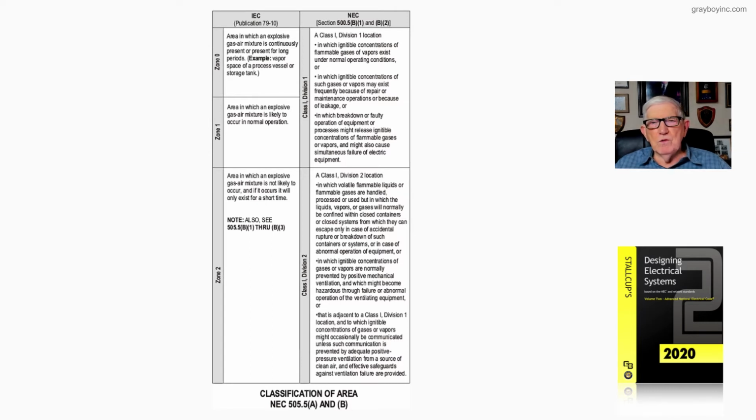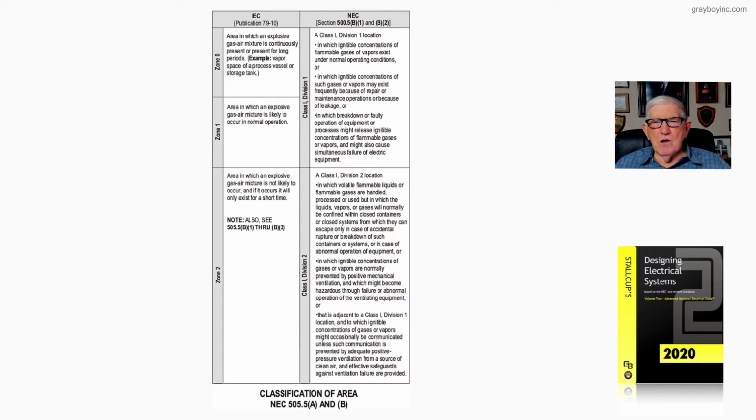Now Zone 2, an area in which an explosive air mixture is not likely to occur, and if it occurs, it will only exist for a short time. Now that's what a lot of our electricians not used to zones say, well, what are you talking about, short time? Well, that's where the vapor's there less than 100 hours but 10 hours or more. And naturally, if it's there less than 10, it's not considered a classification by the zones. But notice we're reviewing 505.5B1 through B3 to get these rules.